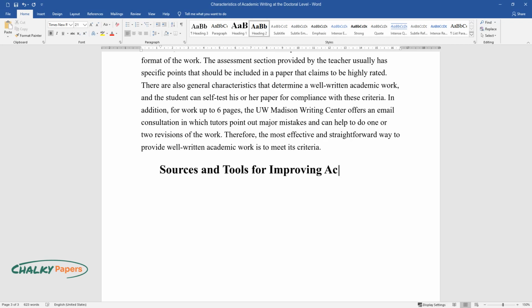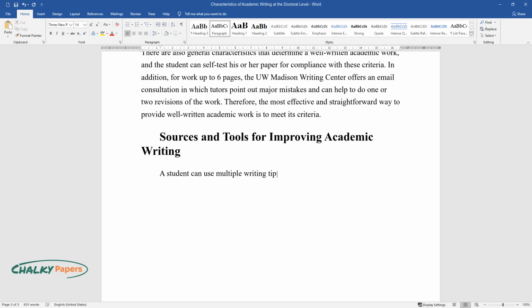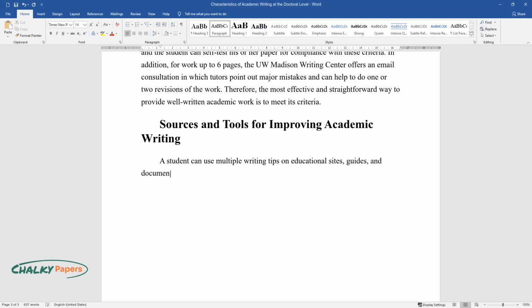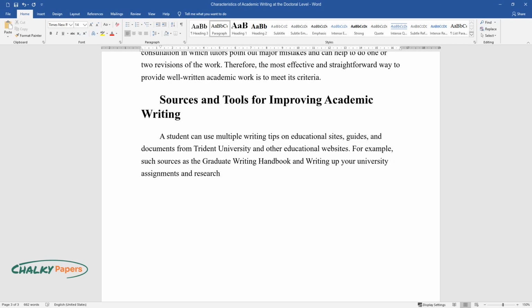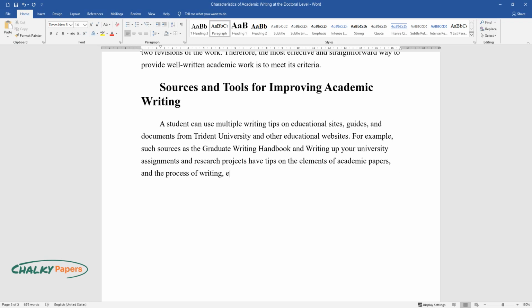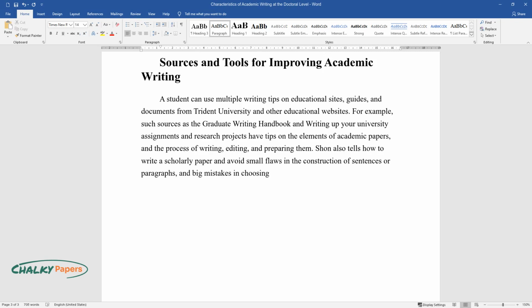Sources and tools for improving academic writing. A student can use multiple writing tips on educational sites, guides, and documents from Trident University and other educational websites. For example, such sources as the Graduate Writing Handbook and Writing Up Your University Assignments and Research Projects have tips on the elements of academic papers, and the process of writing, editing, and preparing them. Shon also tells how to write a scholarly paper and avoid small flaws in the construction of sentences or paragraphs, and big mistakes in choosing and using sources or the structure of the whole paper.